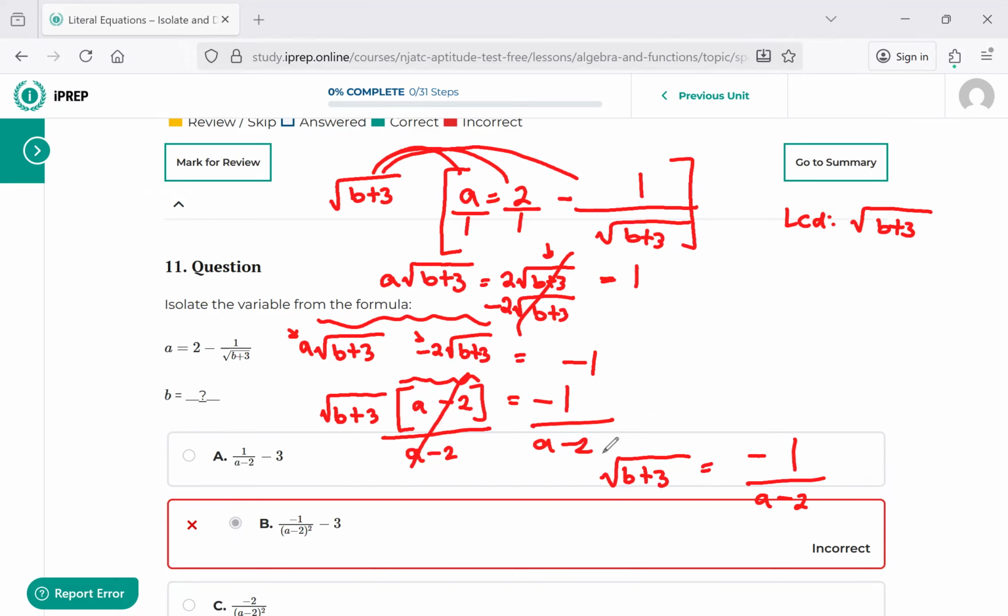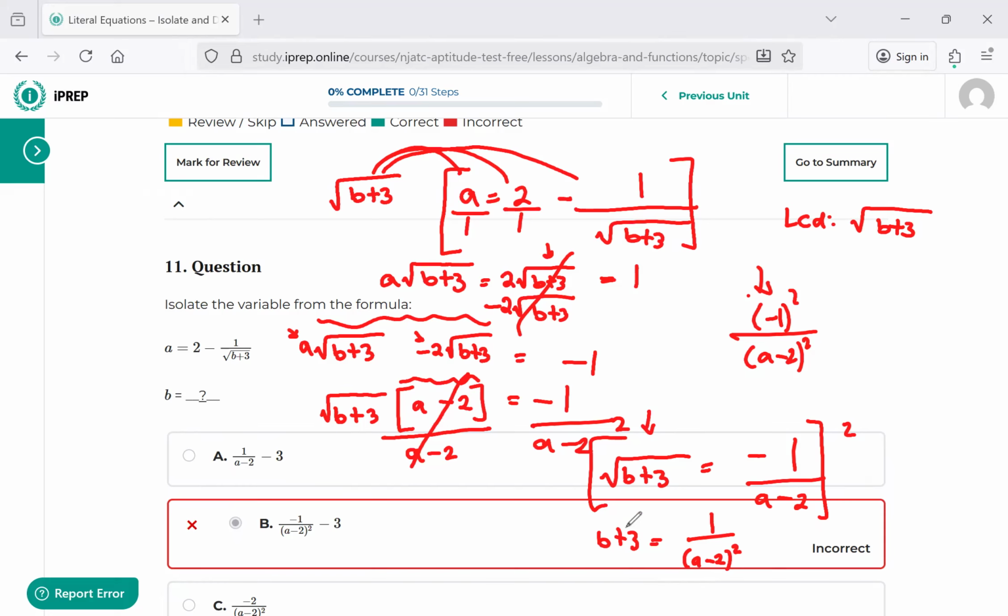Okay, then what you want to do is get rid of this radical by squaring both sides. Square here, square there. So what happens is this radical disappears. You're left with b plus 3. And then on the right, be careful, it's really -1 squared over a minus 2 squared. So you're squaring the numerator and the denominator. So what's -1 squared? It becomes +1. And then on the bottom, a minus 2 squared just becomes a minus 2 squared.